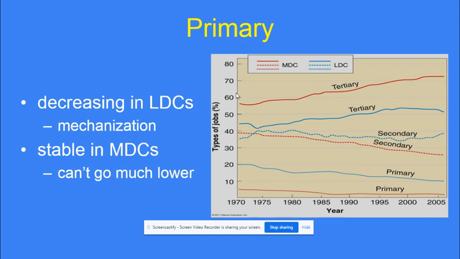Looking at the chart again, though, in LDCs, you can see that the primary sector in 1970 was around 20%, and then similarly secondary and tertiary in between 35 to 45%.